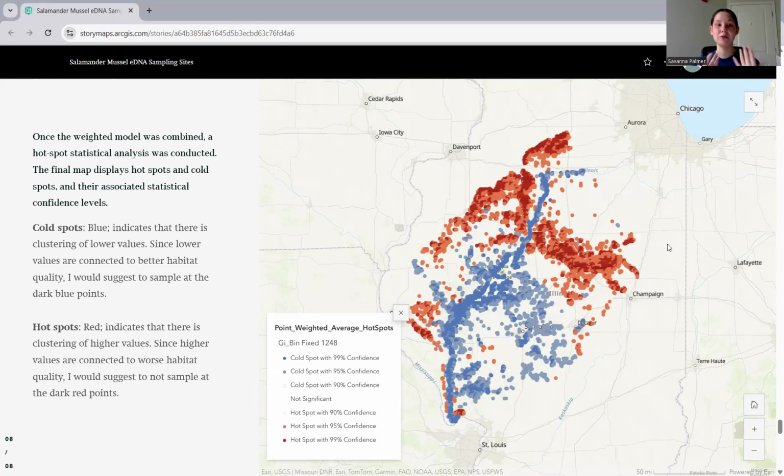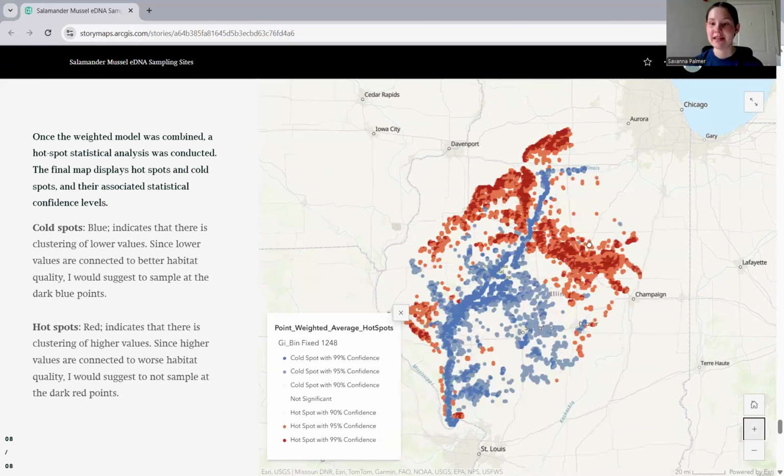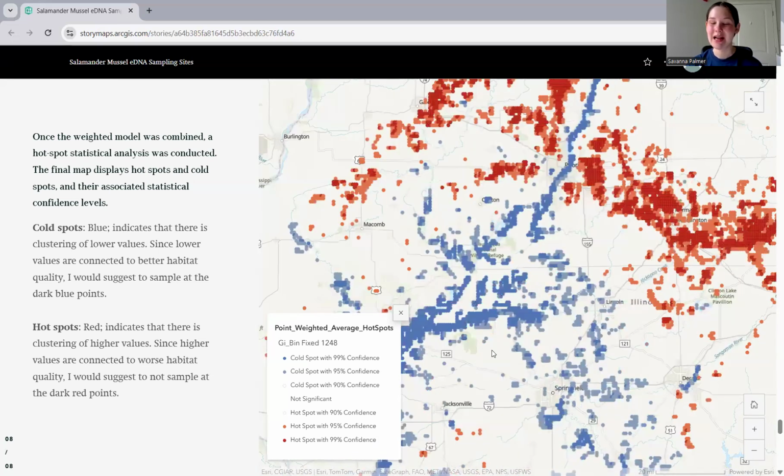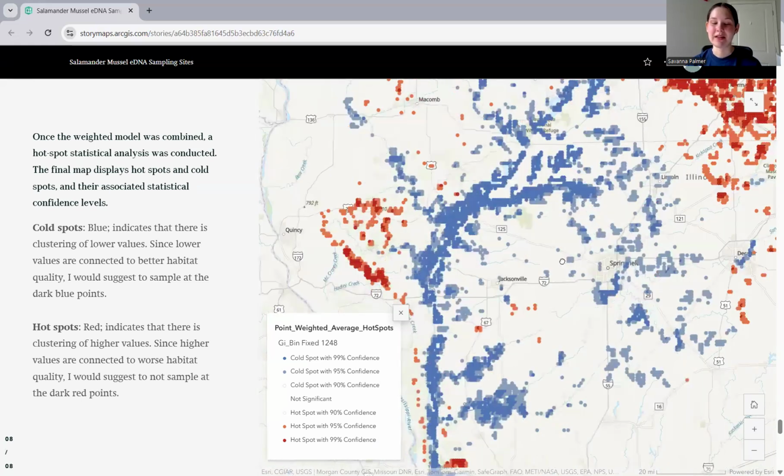This is the map that shows that. Cold spots are the darker blue ones, and they indicate clustering of lower values, which is actually what we want, because the lower values are what I designed to be better habitat quality. On the opposite spectrum, red spots are the hot spots, and they are potentially worse quality. Funny enough, where I sample right now is pretty red. So maybe I'd be better off finding populations in the Illinois River and more in southern Illinois.